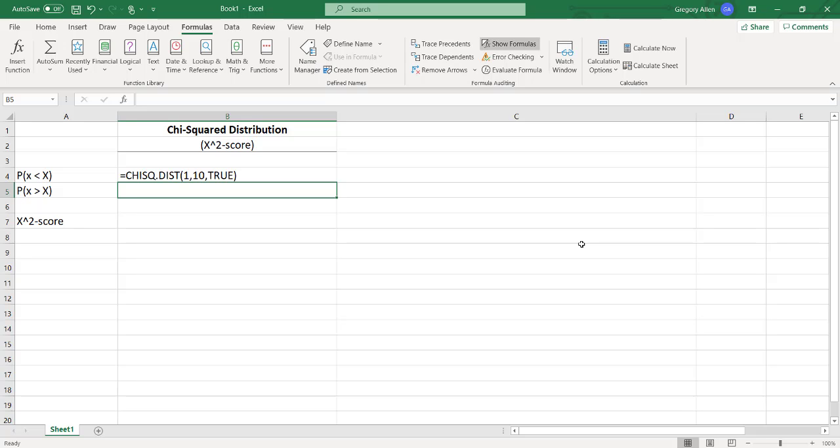Now, we're talking about chi-squared distributions. If you want to get the area to the right of that value instead of to the left, that's the probability here in cell A5, the probability of getting a result greater than our chi-squared value. Well, I'm going to do chi-squared.dist.rt for right-tailed. Right? And I'm going to put the same numbers, 1, 10 in here. And now think about what I've asked it for. In the first row here, I've asked it for the area below 1, and in the second, I've asked it for the area above 1.